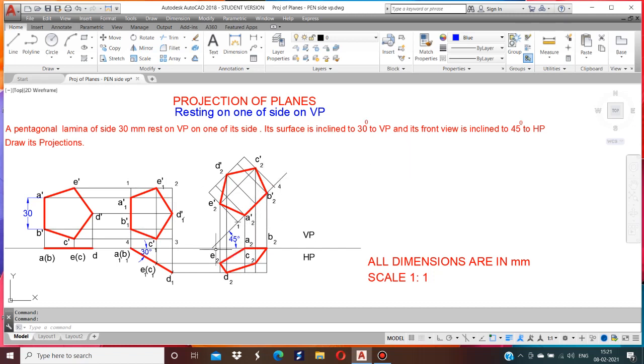third step. Okay, it is the front view. This is the front view. It is inclined 45 degree to HP. So draw a 45 degree line. So in that, first you have to transfer the point here. Okay. So I'm keeping this 1,4 in the inclined line.